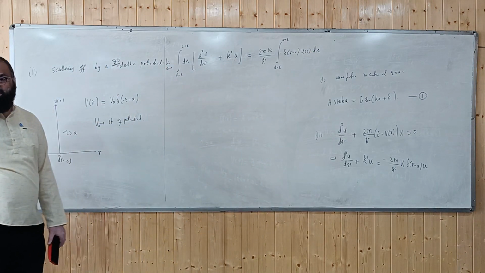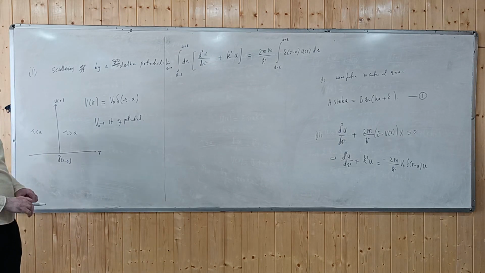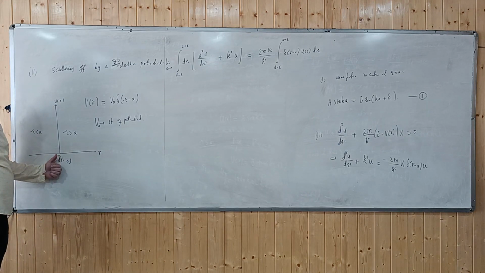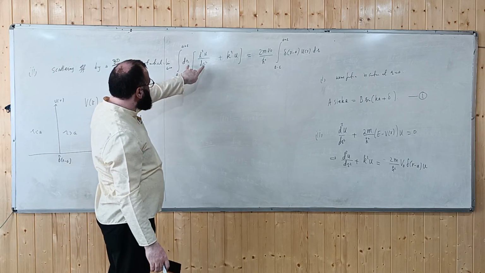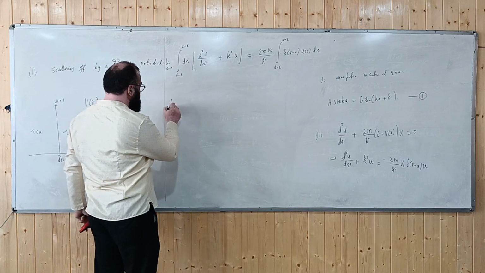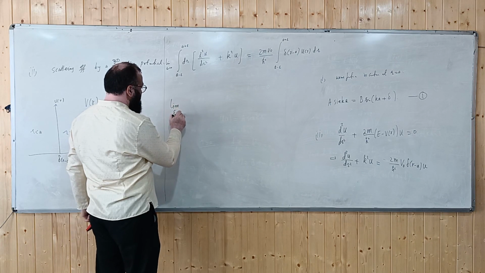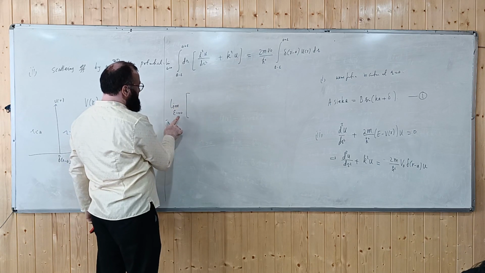Clear? So I simply integrated it in which domain? In the neighborhood of r equal to a. Okay, so let's first integrate this thing. Let's integrate it. What will it give me? So you have the limit of epsilon tends to 0 plus.